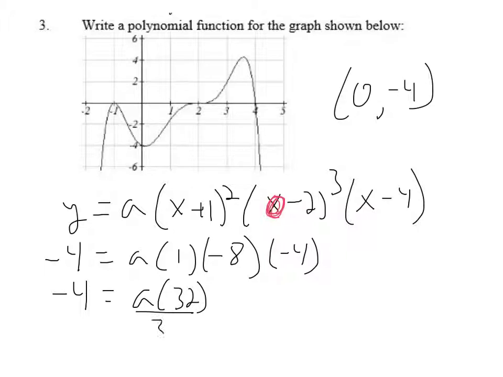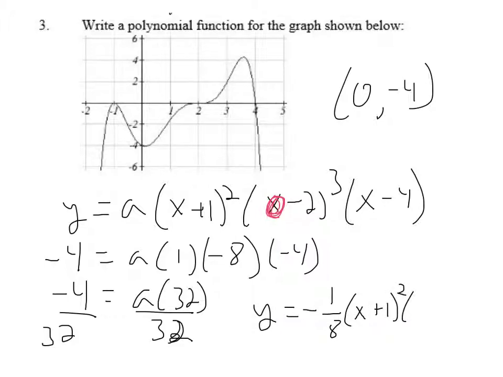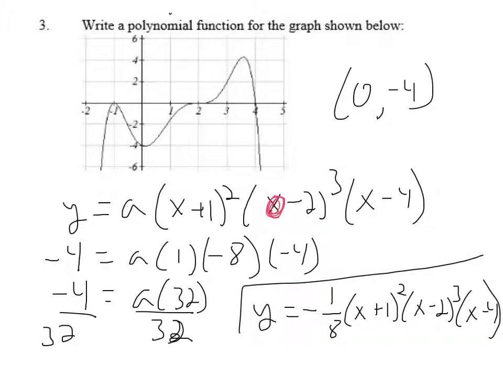So I'm going to divide both sides of this equation by 32. I wrote 33. 32. I'm going to divide by 32. Negative 4 over 32 simplifies to negative 1/8. So my final solution is y equals negative 1/8 times x plus 1 to the second power times x minus 2 to the third power times x minus 4. And that is a polynomial that will give me this graph.